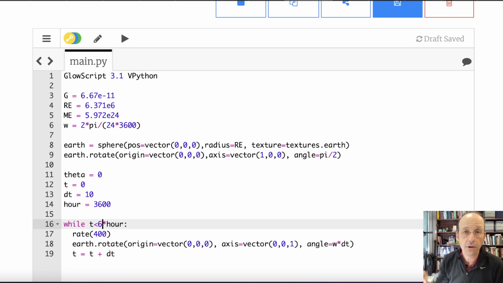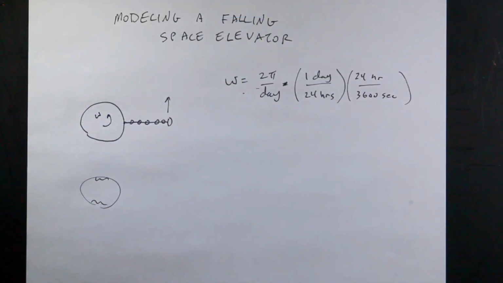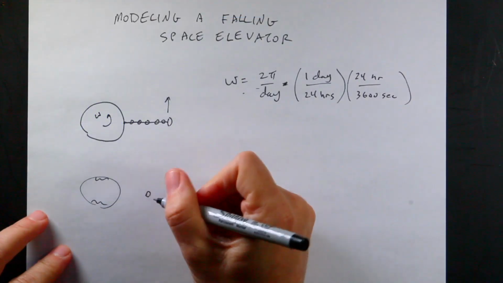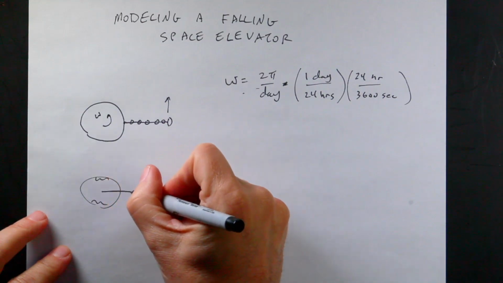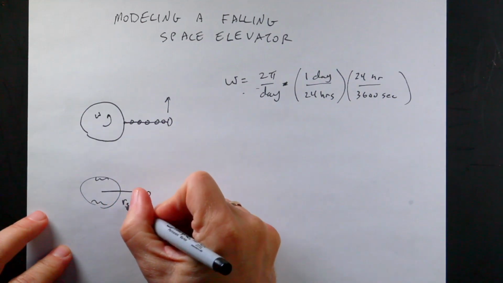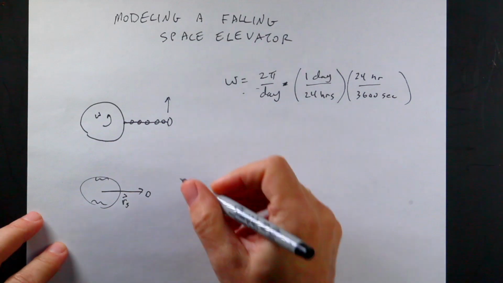So let's go back to paper and calculate this geostationary orbit. So here is my Earth, and here is my satellite. And I'm going to calculate this RS. That's the distance for a geostationary orbit.